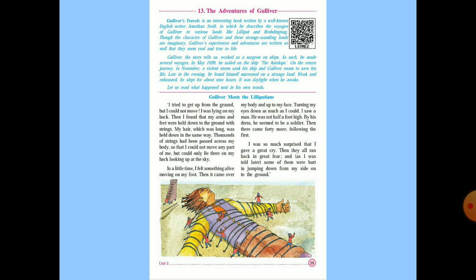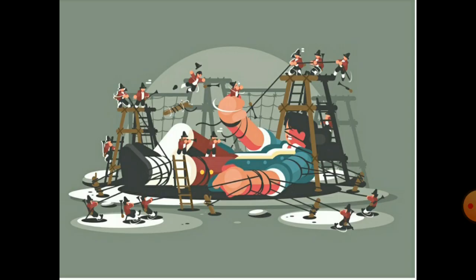And when he woke up, he found himself like this. As we see in this image, many short people, meaning those are very small in height, are doing something, or they have tied this man, and this man is Gulliver. They have tied him, and that's why Gulliver could not move at all. He was just lying there looking up at the sky.